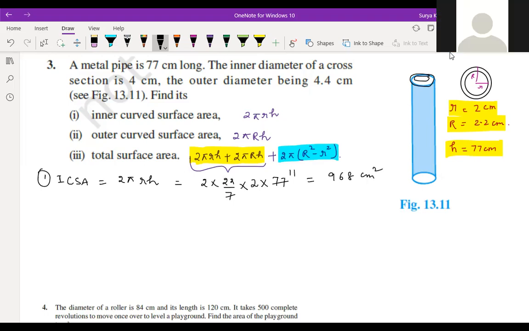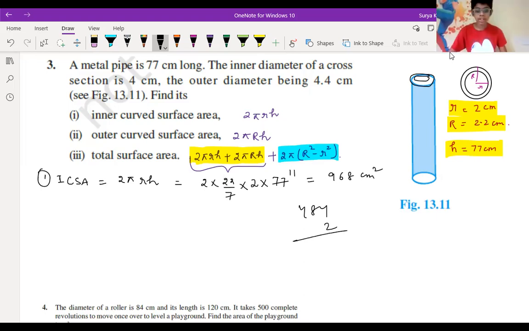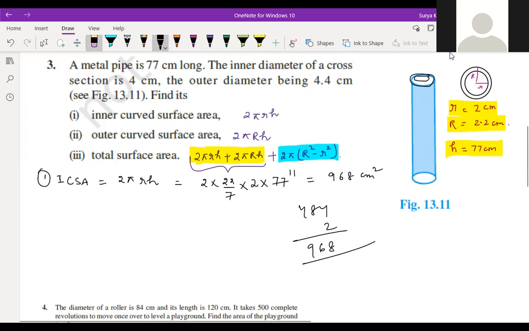You can check it out, children. 11 into 2 is 22. 22 into 22 is 484. 484 into 2. Sir, I got the same, sir. 968. Correct. Okay, fine. Yes, sir, it's 968 only.